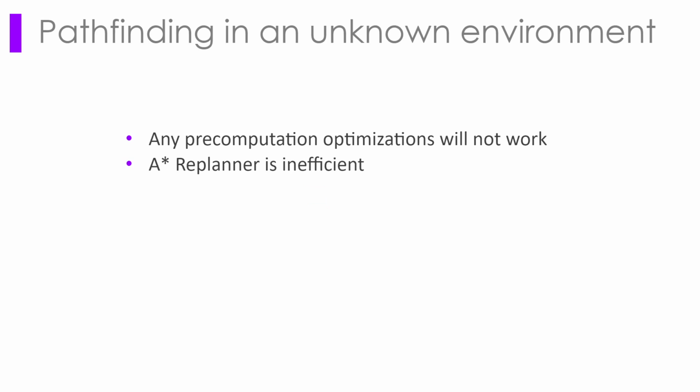A star, as one of the best general purpose pathfinding algorithms, seems like a good starting point. But when pathfinding in an unknown environment, it has some issues. Any pre-computation optimizations that are normally applied to this algorithm just don't work, because if you were to do something like jump points search, you just wouldn't be able to calculate any of them. You wouldn't have full knowledge of the map, and if things change, then it invalidates all of those optimizations, and trying to recompute them on the fly is more expensive than just not doing them.